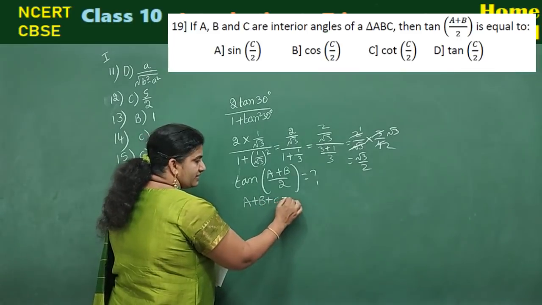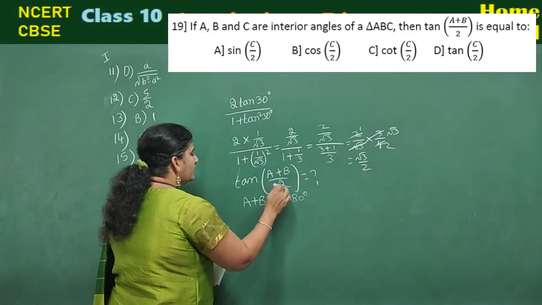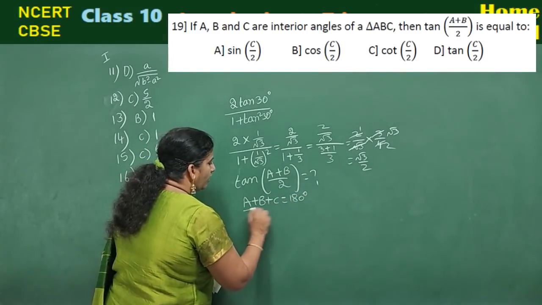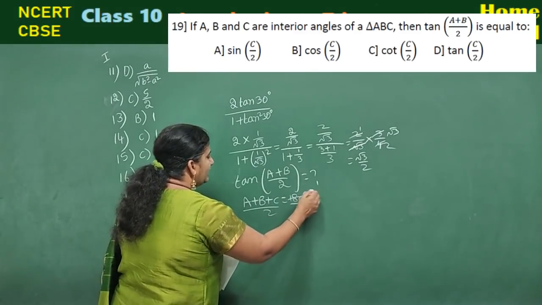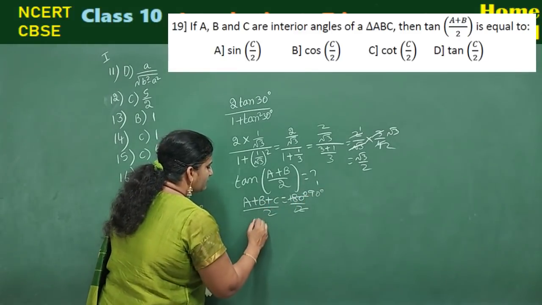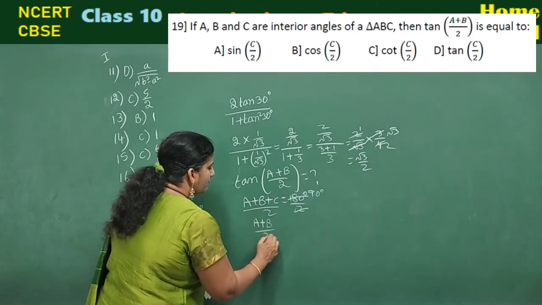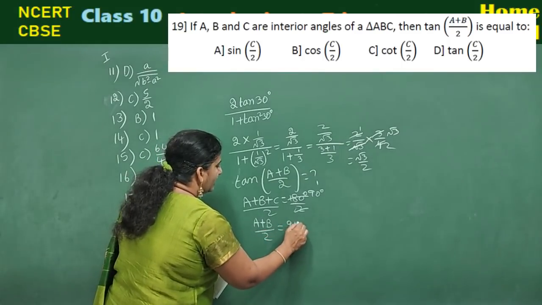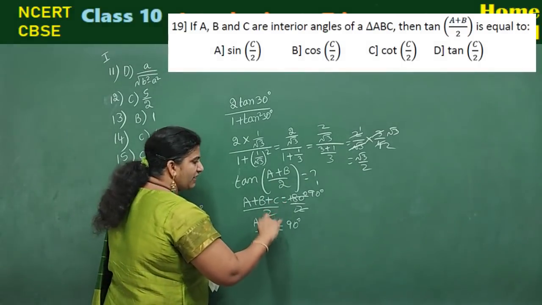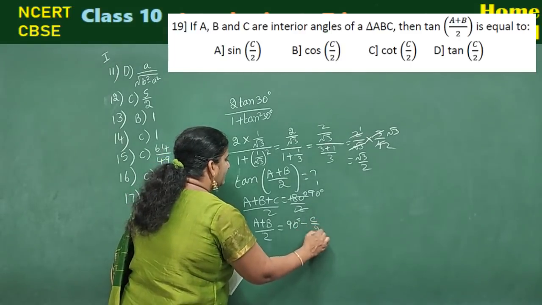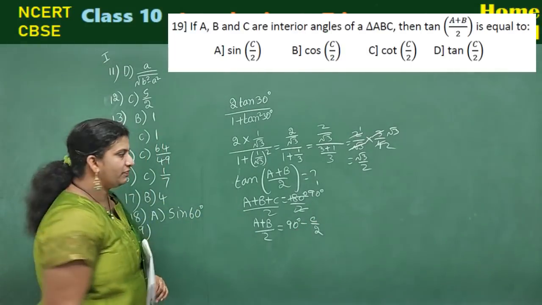A plus B plus C is equal to 180 degrees. We need it by 2, so divide the whole by 2: 90 degrees. Then split this: A plus B by 2 is equal to 90 degrees, and here C by 2 goes to the other side. So A plus B by 2 is 90 degrees minus C by 2.